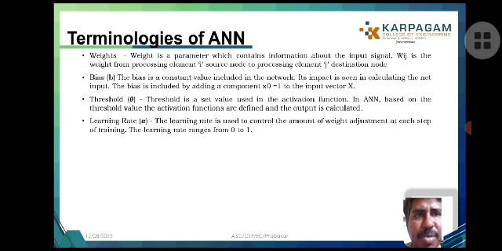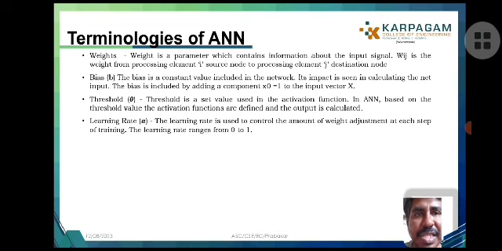So what are the terminologies of ANN? Weights, biases, thresholds, and learning rate. So what are weight, biases, threshold and learning rate? These are the important terminologies in the artificial neural network. Weight is a parameter which contains information about the input signal. Wij is the weight from processing element i, the source node, to processing element j, the destination node.